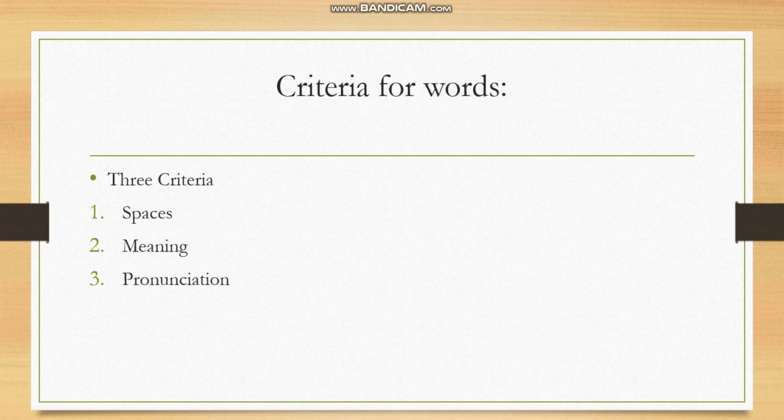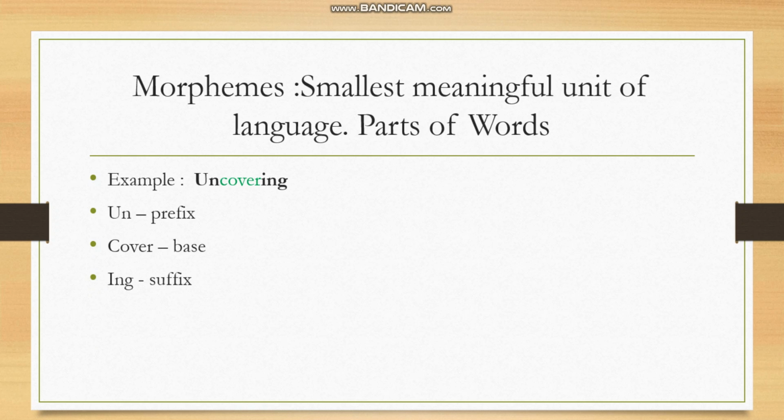Meaning: a word can also be described as one meaningful concept. Pronunciation: a word is one form that cannot be interrupted. Reciprocity: the way in which we pronounce words and sentences together. Space within words is possible. So now let's talk about morphemes. They are the parts of words, the smallest meaningful unit of a language.